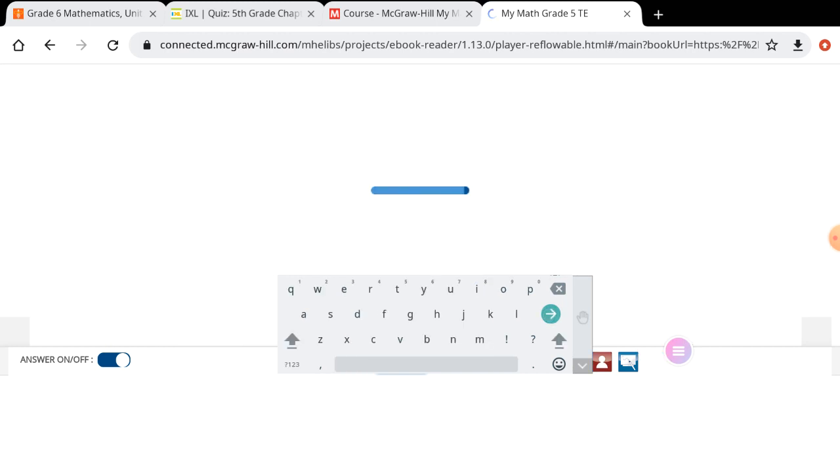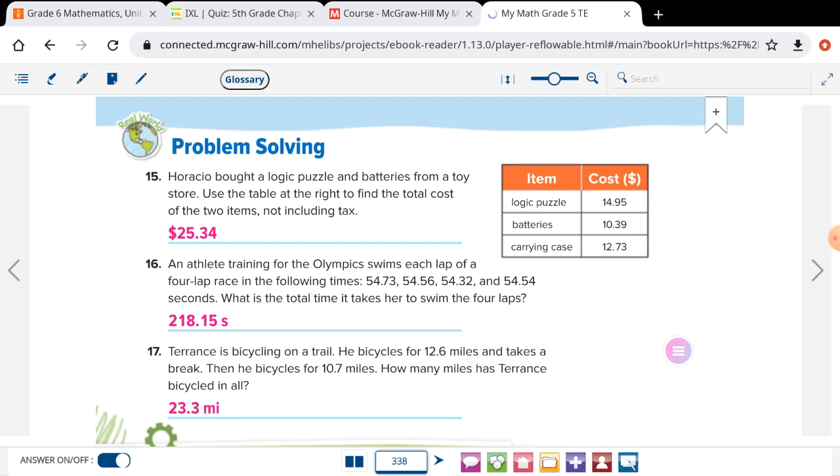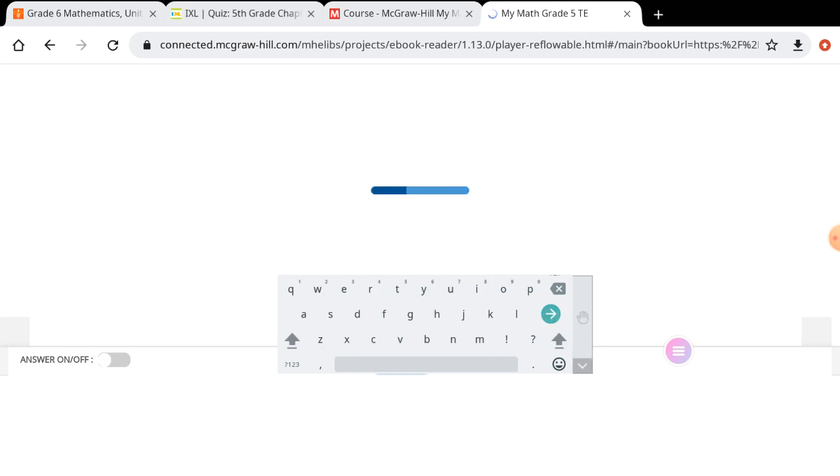Turn to page 38. Shh. I might be wrong. No, that's right, page 38. Oh, I went to 338, that's why. Hey guys, I need you quiet. I can't talk over you, and I refuse to talk over you.